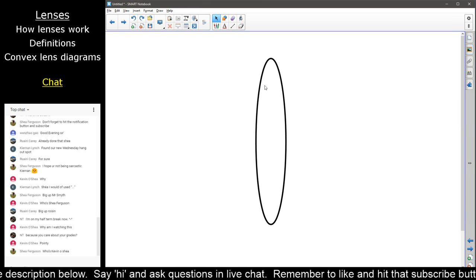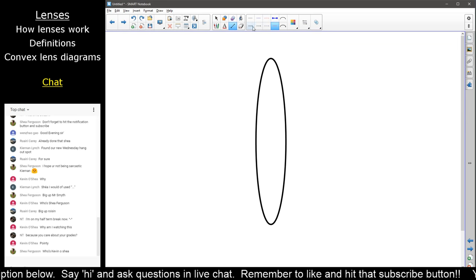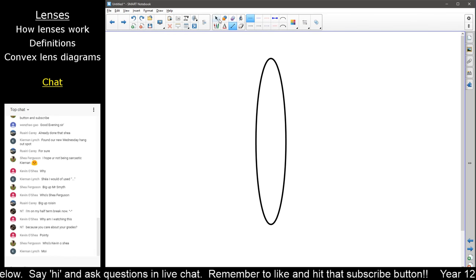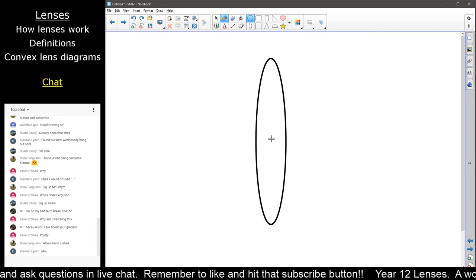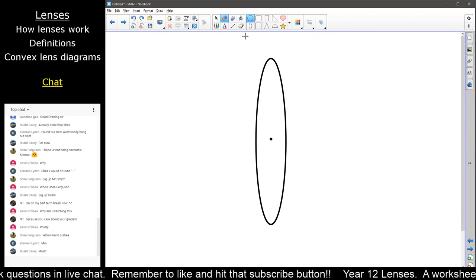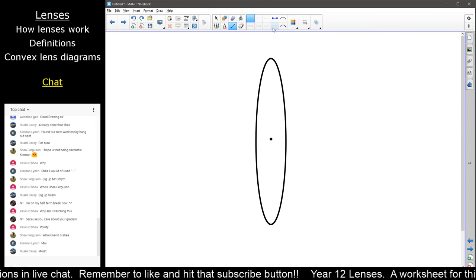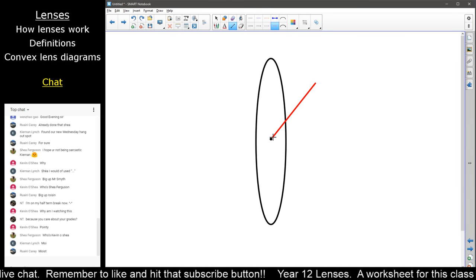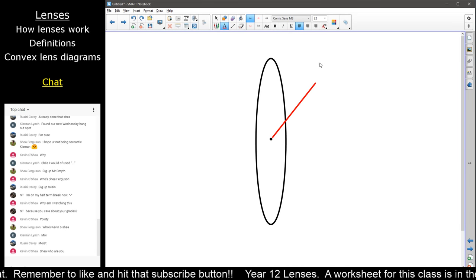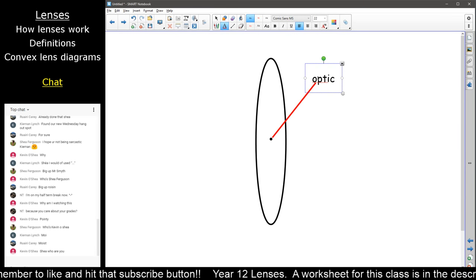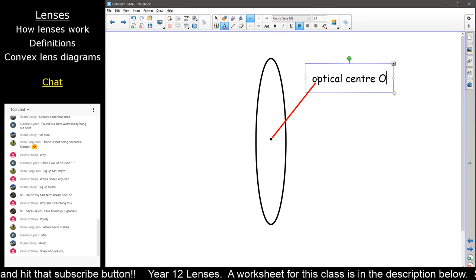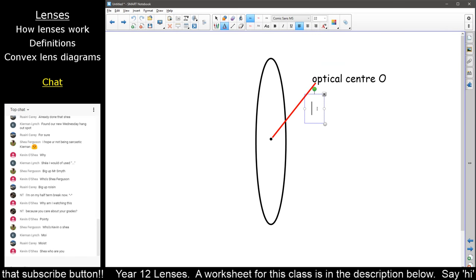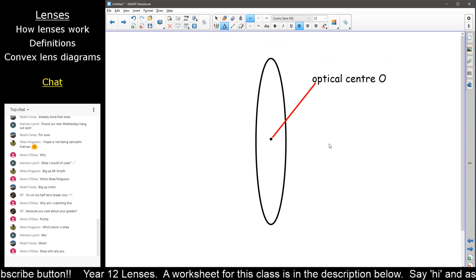There are some things that you have to know. First of all, the lens has a middle point, the absolute center point of the lens. Assuming that it's reasonably symmetrical, that's going to be here. Now, the center of the lens is handily just called the optical center. That takes a little bit of writing, so we just call it O. Good so far? Hope so, anyway.